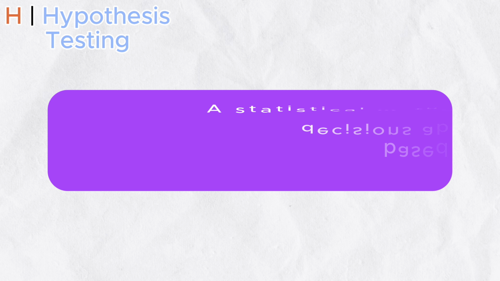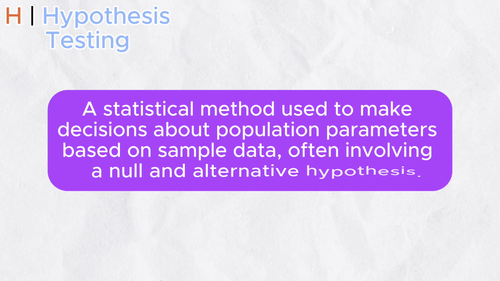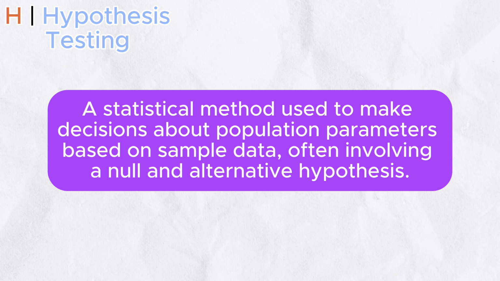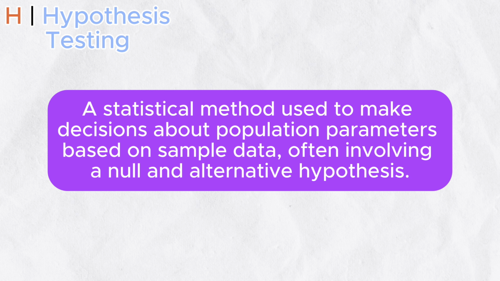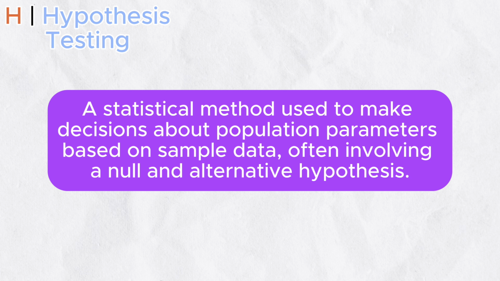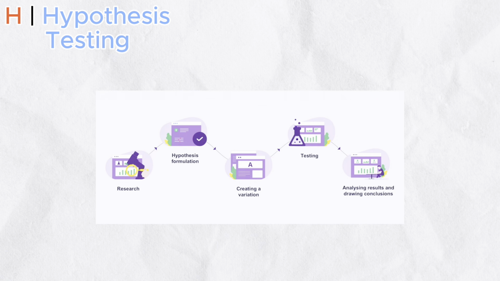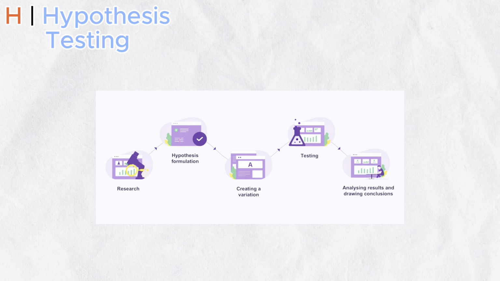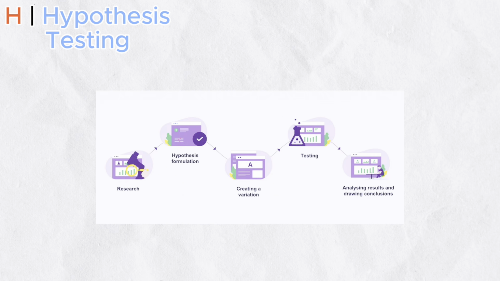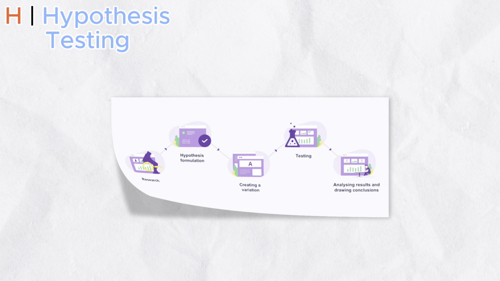Hypothesis testing is a statistical method used to make inferences or decisions about population parameters based on sample data, often involving a null and alternative hypothesis. For example, in A/B testing for website optimization, hypothesis testing is used to determine whether a new design improves user engagement compared to the old one.